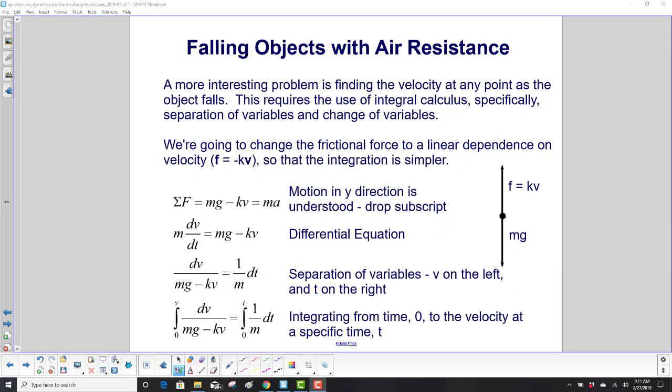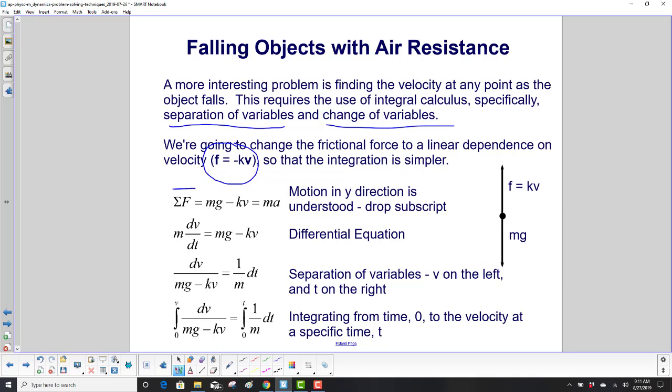A more interesting problem is finding the velocity at any point as the object falls. This will require the use of integral calculus, specifically the techniques of separation of variables and change of variables. We're also going to change the frictional force to a linear dependence on velocity. So the friction force will equal minus kv instead of minus kv squared. The reason we do that is the integration is simpler.